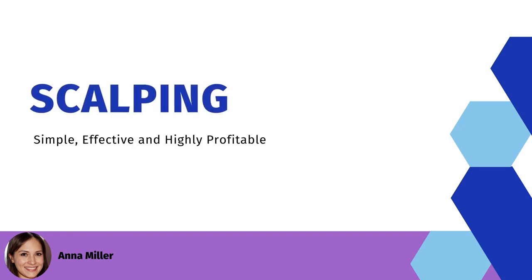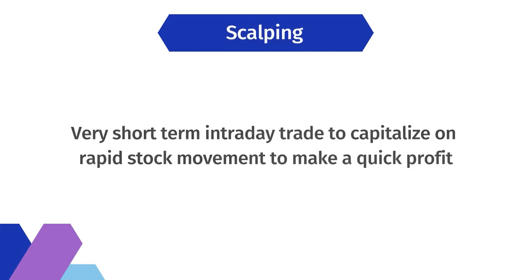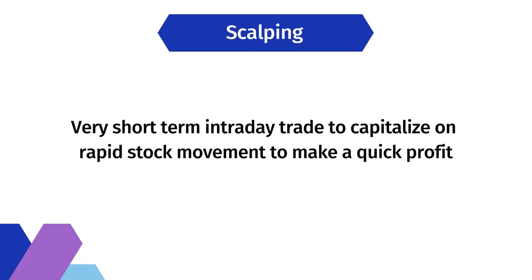Today, I want to talk about a simple, effective, and highly profitable trading strategy, scalping. And I wanted to show you how I scalped from an Iron Condor 0DTE trade. Scalping is a very short-term intraday trade that capitalizes on rapid stock intraday movement to make a quick profit. To put it in simple words, it's basically buying and selling a stock with tight risk to capture a quick move in the direction of your trade.